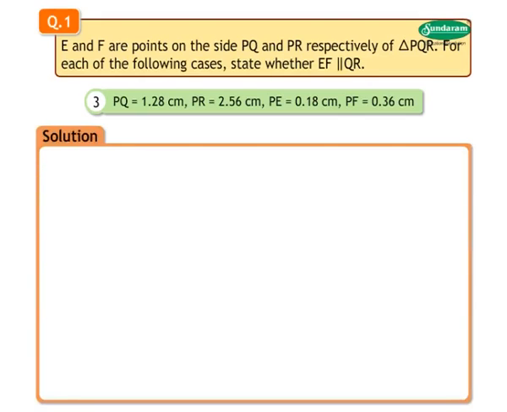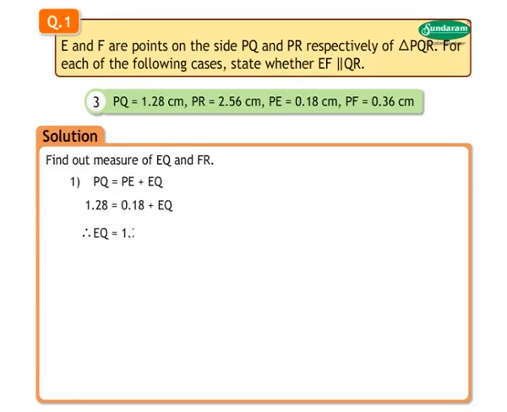Solution. First, we need to find out the measure of EQ and FR. Number 1. PQ is equal to PE plus EQ. Therefore, 1.28 is equal to 0.18 plus EQ. Therefore, EQ is equal to 1.28 minus 0.18 is equal to 1.10. Number 2. PR is equal to PF plus FR.